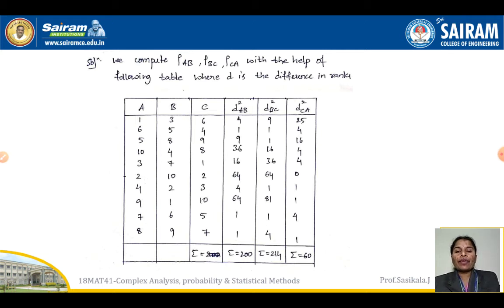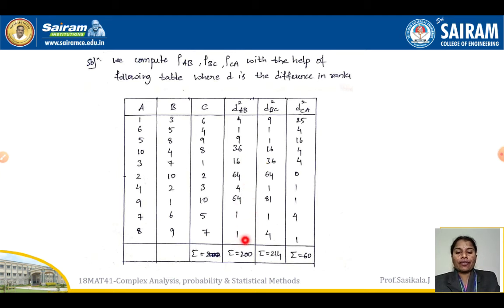For the three judges A, B, C, we take the difference of the first two, A and B, then B and C, then C and A, and we take the square also. So for AB, the first difference is minus 2, the whole square. Directly I have written it: 4, 1, 9, 36, 16, 64, 4, 64, 1, 1.